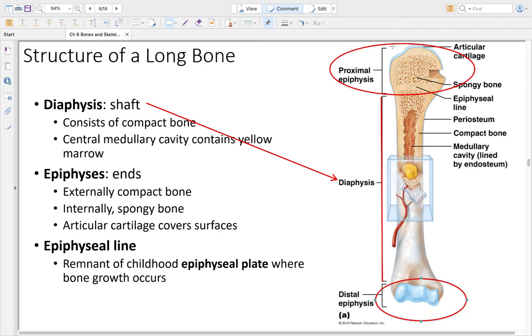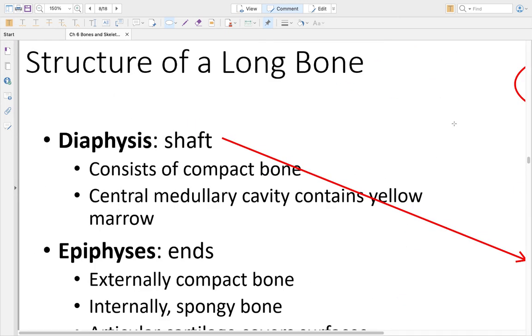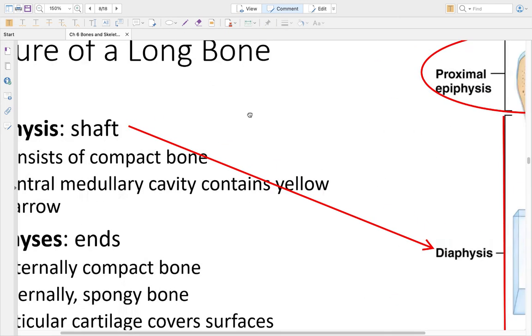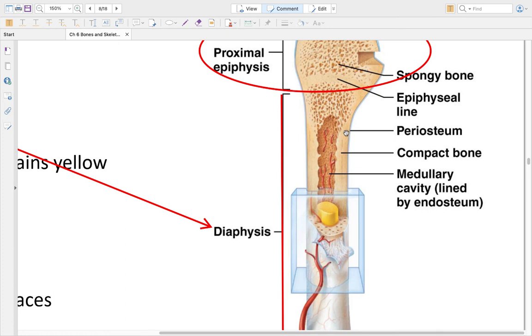Now, inside of the shaft, the diaphysis is compact bone, but it also has a cavity. It's not just the compact bone. Let's take a look. Okay, so there's the compact bone right there, and then inside we have the medullary cavity.